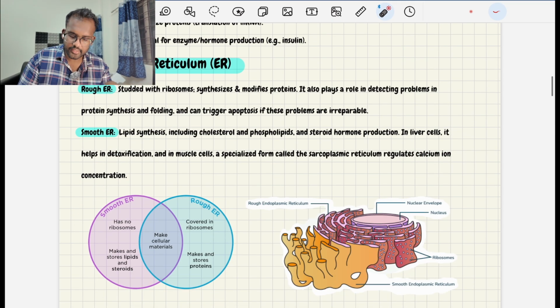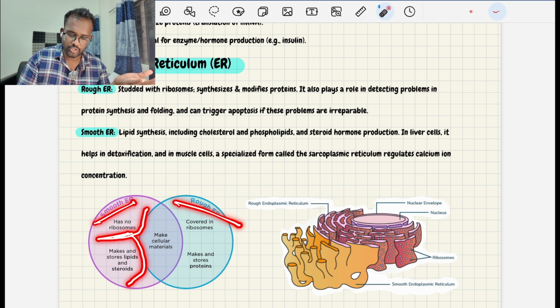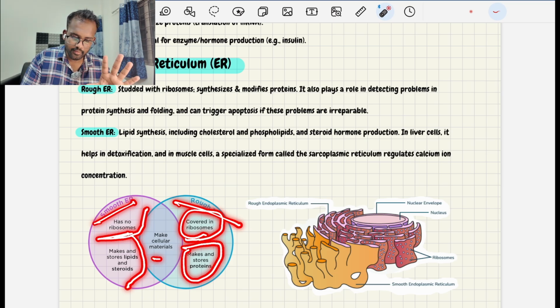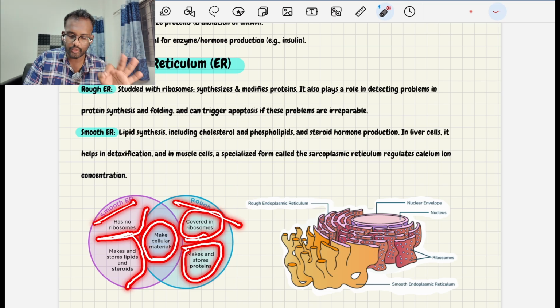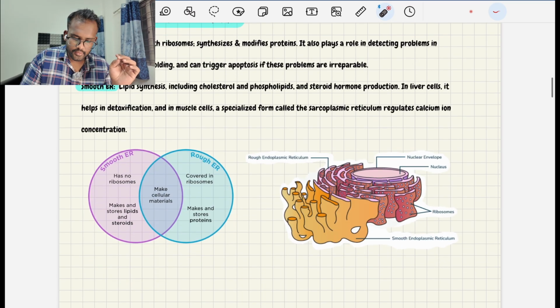I have clearly mentioned here by separating it. As you can see, the smooth endoplasmic reticulum and rough endoplasmic reticulum have differences. The smooth one has no ribosomes and makes and stores lipids and steroids. The rough endoplasmic reticulum contains ribosomes and makes and stores protein, and both work toward the same thing, that is making cellular material. That's all. So this is regarding the endoplasmic reticulum.